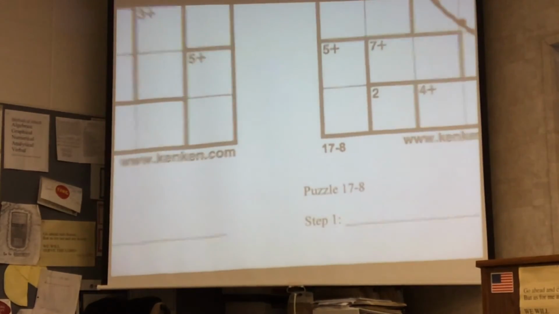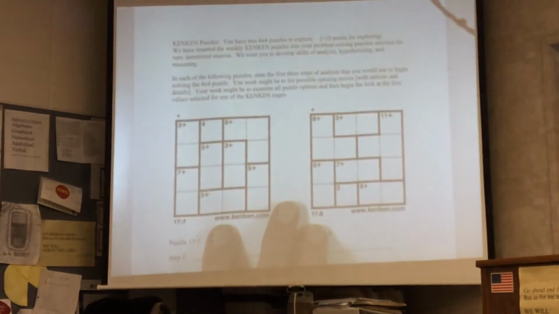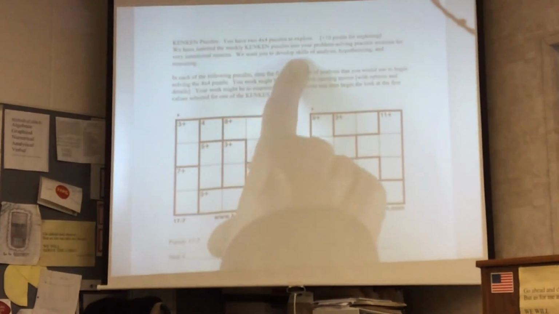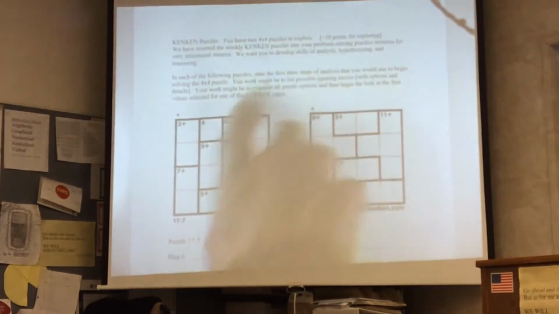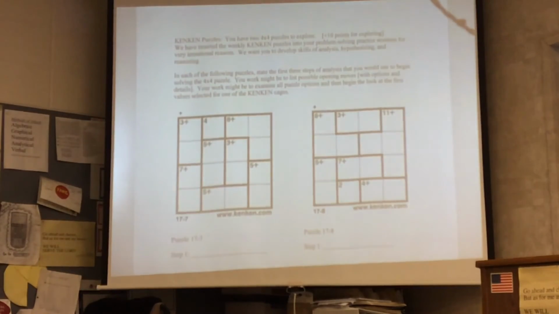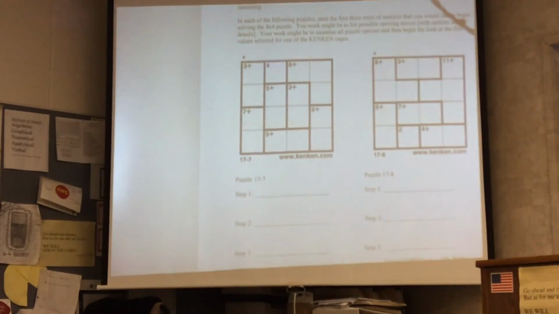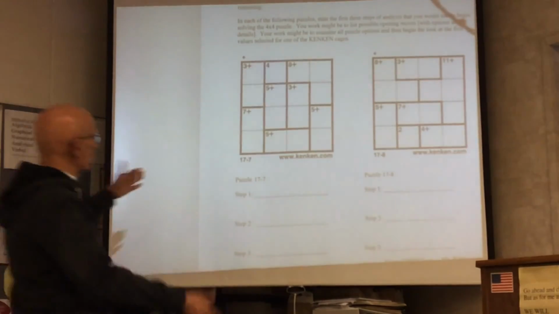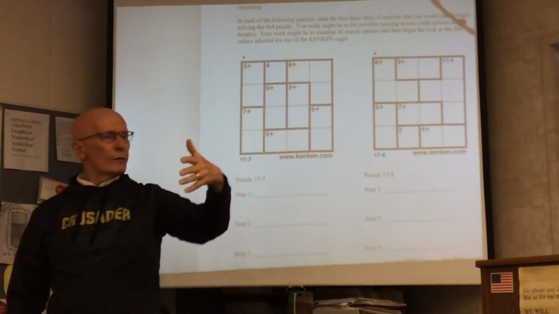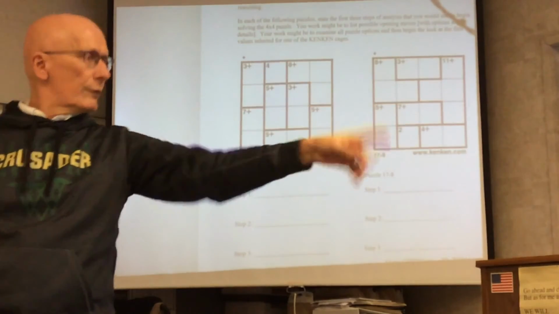Finally, page 7. We're not asking you to solve Ken-Kens. Not asking you to solve. And you would say, well, that's not fair, or here's what we're asking. Have 2 puzzles, 10 points total, and you're asked to explore. This is what you're asked to do. Take a look at this puzzle and tell me, what would you do first? What would you do first?